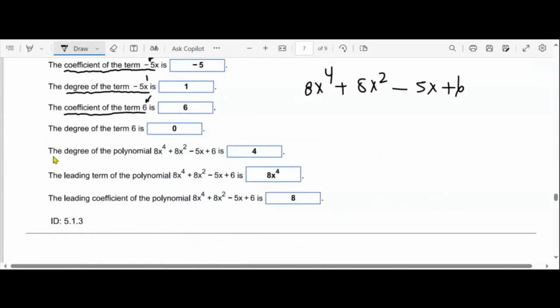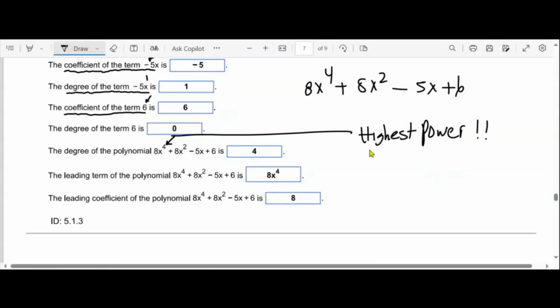The degree of the polynomial 8x to the power of 4 plus 8x squared minus 5x plus 6 is 4. The leading term of the polynomial is 8x to the power of 4. The leading coefficient of the polynomial is 8.